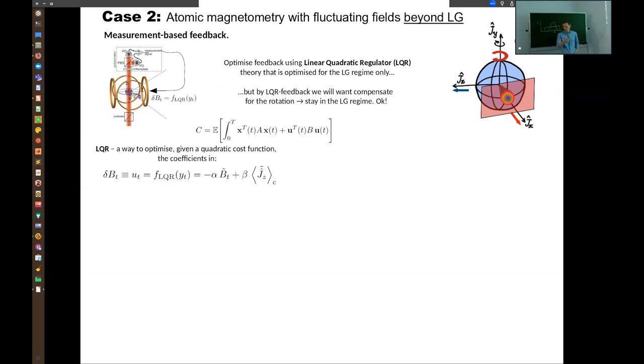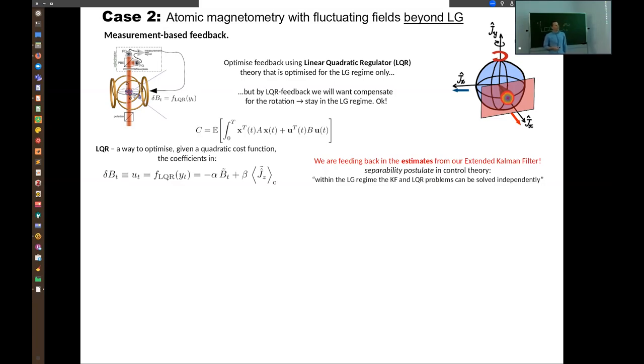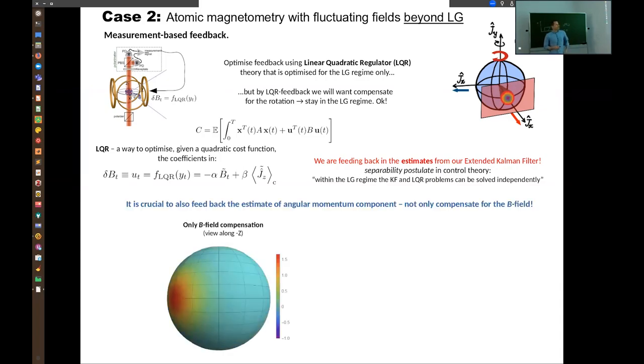So what is the procedure? I use the extended Kalman filter to find my estimate. Based on these estimates, I feed that into the system, and the regulator tells me what the coefficients alpha and beta are that I should choose. So this is a two-step procedure. I'm going beyond the linear Gaussian regime, but there is this thing called the separability postulate in control theory: if the system was linear Gaussian, I can do these two procedures separately, independently. Now I will finalize with some plots that I hope will convince you things work.